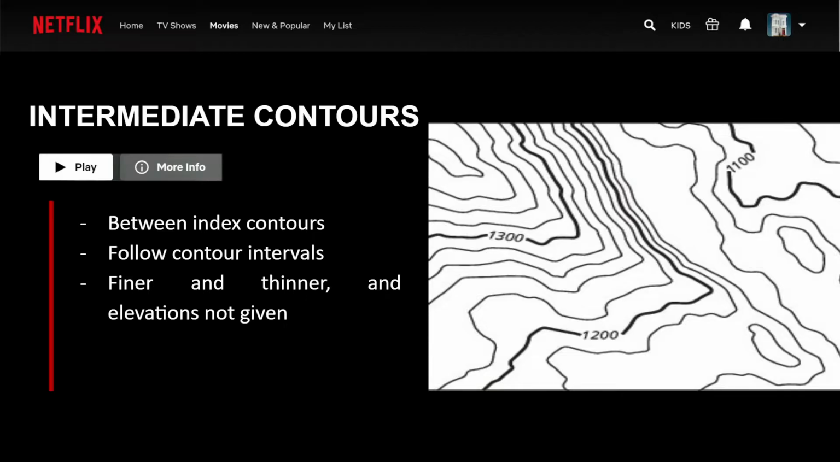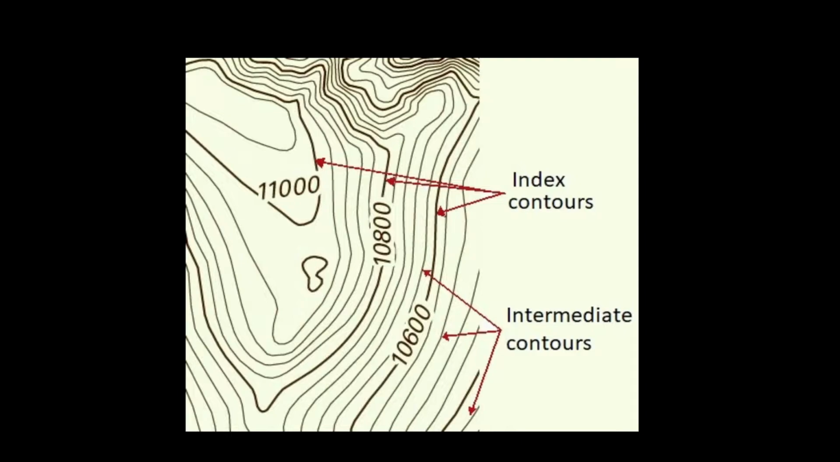Next slide, please. So, in this picture, we can see the differences between the index contours and the intermediate contours. As you can see in the picture, the index contours contain the elevations 11,000, 10,800, and 10,600. And in between the index contours, those are the intermediate contours. And the number of the intermediate contours depends on the contour interval. Next slide, please.